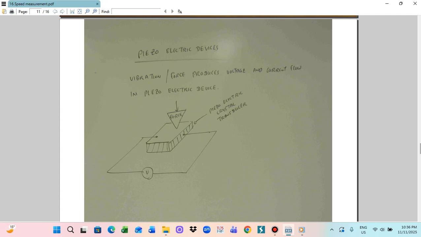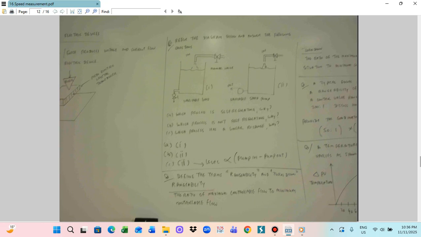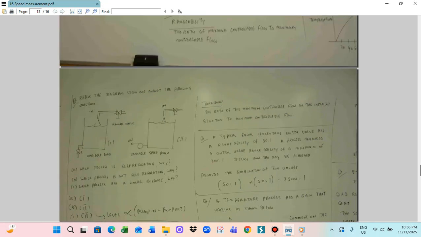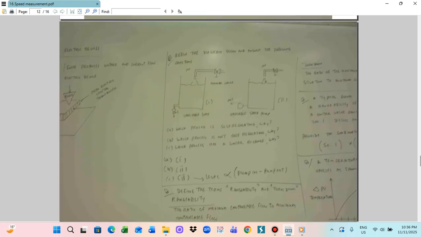Okay, up to this stage we have been talking about transducers. So in today's lesson, I gave you speed measurement, where we use the tachometer, and position measurement, where we use the potentiometer, and also the strain measurement. In this case, we use the resistive strain gauge or the piezoelectric device. Those are the two kinds of systems.